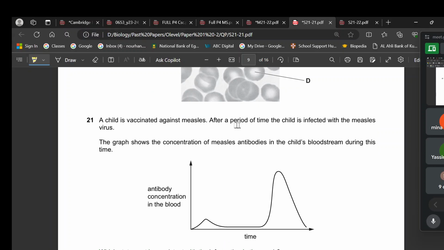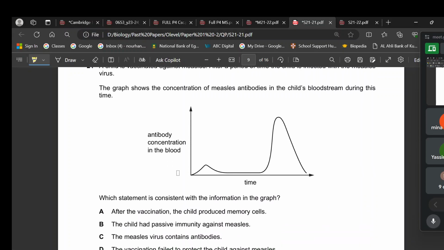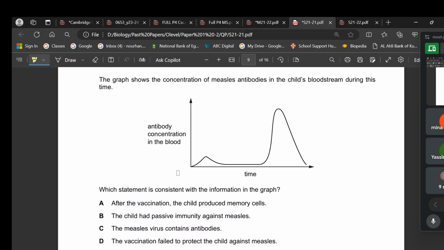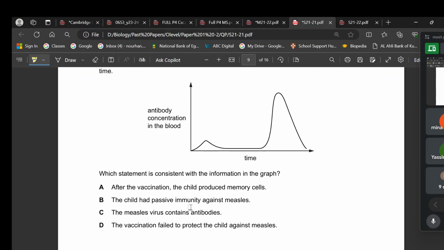A child is vaccinated. After a period of time, the child is infected with measles. The graph shows the concentration of measles and of antibodies in the child's blood. Which statement is consistent with the information? Let's read one by one. After the vaccination, the child produced memory cells. Yes, but let's read the rest to make sure.